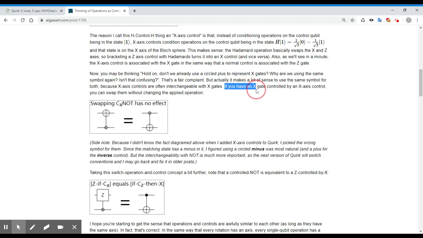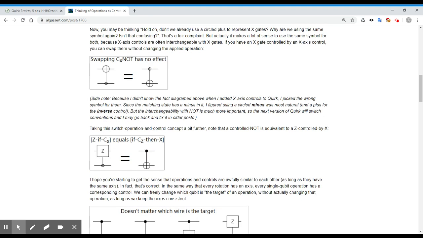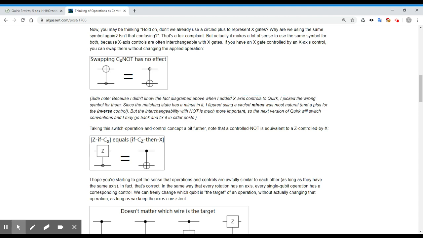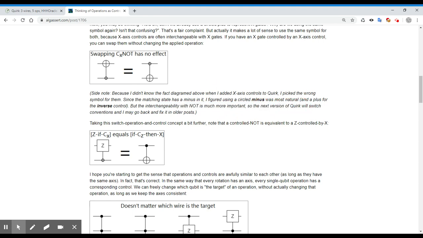If you have an x gate controlled by an x-axis control, you can swap them without changing the applied operation. The same happens with the control Zs, right? I didn't know that fact when I added x-axis controls to Quark, so I picked the wrong symbol for them. Since the matching state has a minus in it, I figured using a circled minus was most natural, and a plus for the inverse control. But the interchangeability with NOT is much more important, so the next version of Quark fixes that.